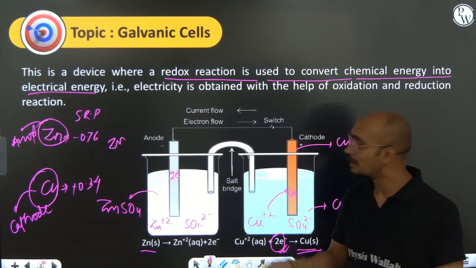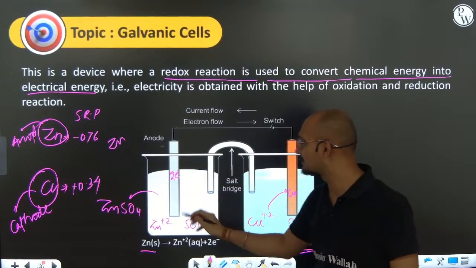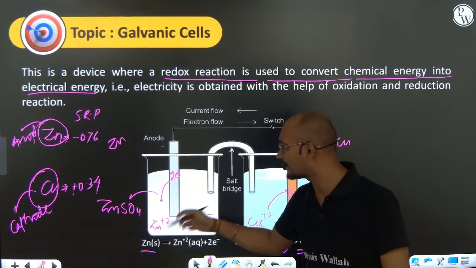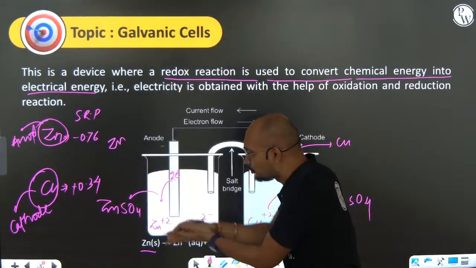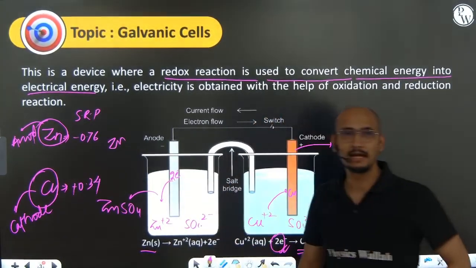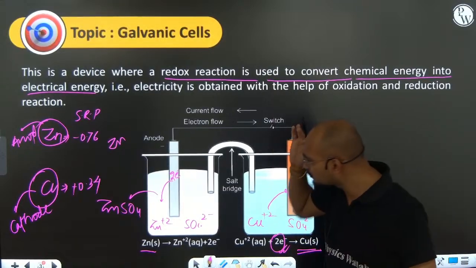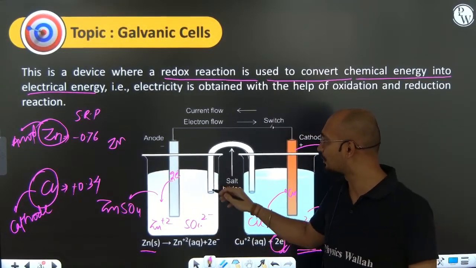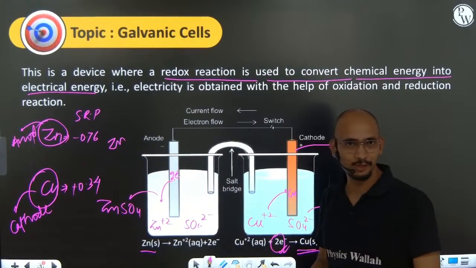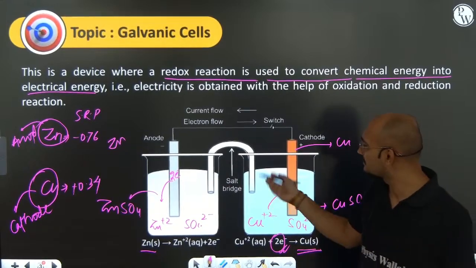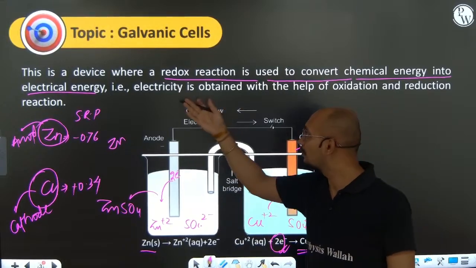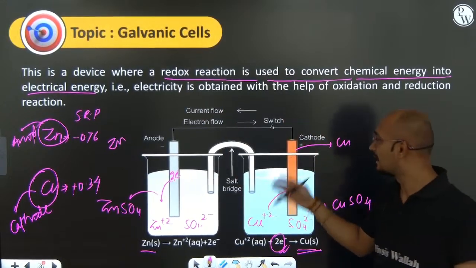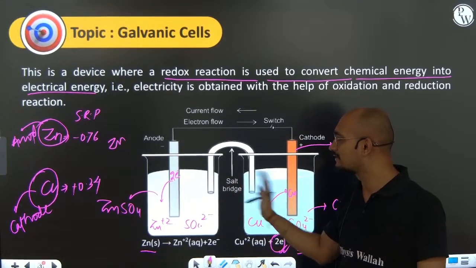But the point is, why would this electron go from here to here when there is zinc ion here only? These two electrons can be taken by Zn2+ to convert into zinc again. Yes or no? But to stop this from happening, what do we do? We use a salt bridge. What do we use? Salt bridge. A salt bridge is something that completes the internal circuit of the whole galvanic cell, and also maintains the neutrality inside the solutions.